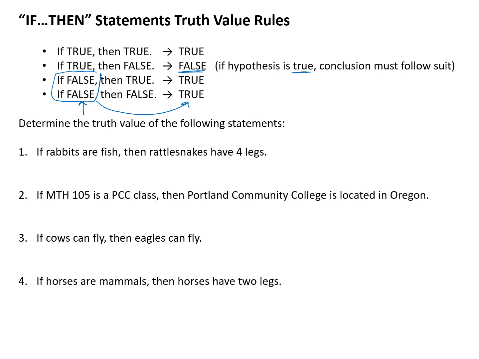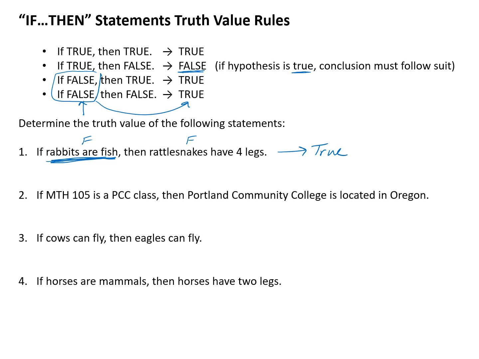So let's look at some examples. I'm going to do a little bit more than I did with and or or statements, just because if-thens are a little trickier. If rabbits are fish, we know that is false, then rattlesnakes have 4 legs. That's also false. But remember, if the first statement is false, then anything can happen. All bets are off. So if rabbits are fish, then sure, rattlesnakes can have 4 legs. There's no problem with that, right? So the idea is that anytime the hypothesis or the condition is false, we actually say the entire statement is true. It can feel odd, but that's how if-thens work.